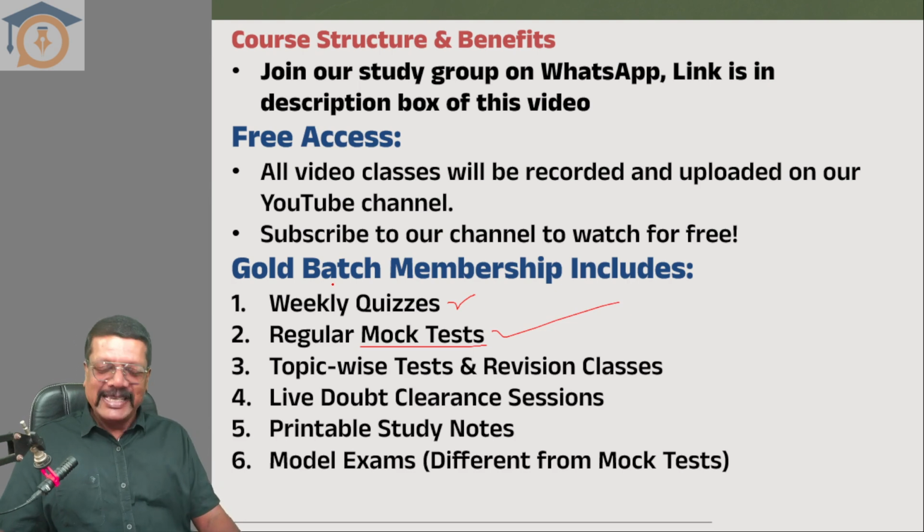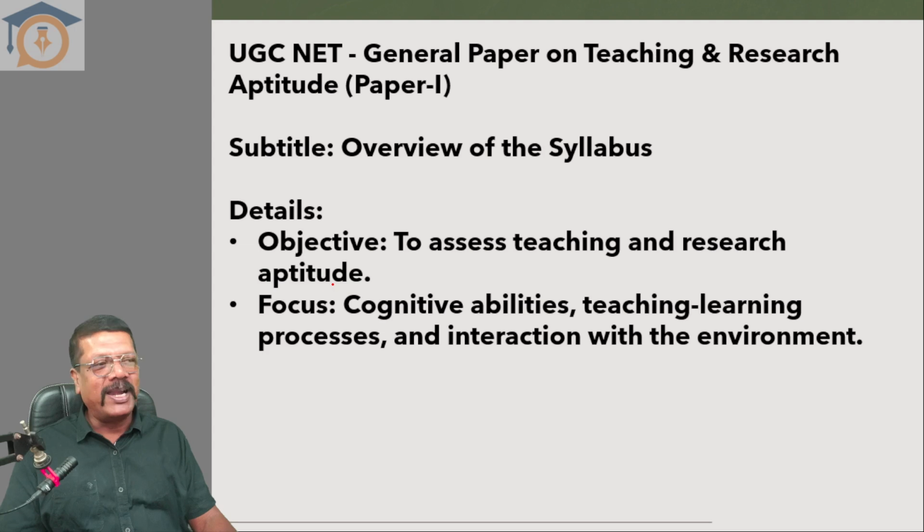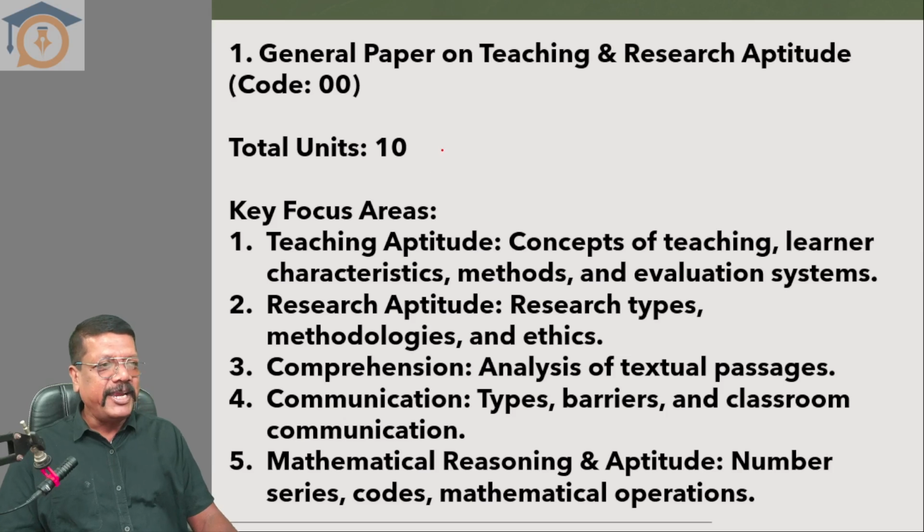Okay, all right. So let's look at what the syllabus for paper 1 is. The objective of paper 1 is to assess your teaching and research aptitude. The focus is on cognitive abilities, teaching-learning processes, and how one interacts with the environment. In total, there are 10 units for the general paper.